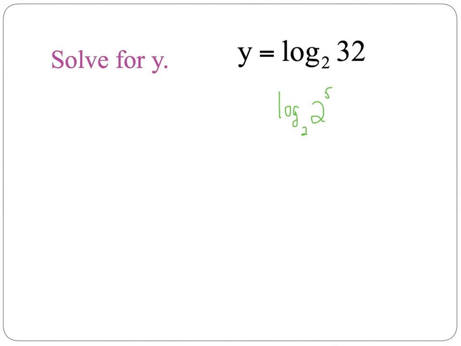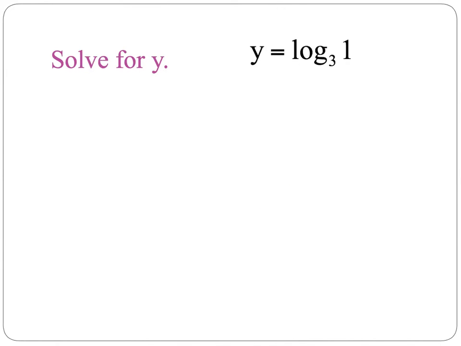Now the nice thing here is I notice my bases are the same. In the case where the base of a log part and the base of an exponential part are the same, that means they're inverses, they're going to undo each other, and we will simply be left with our value, which is right up here, and so y is equal to 5.